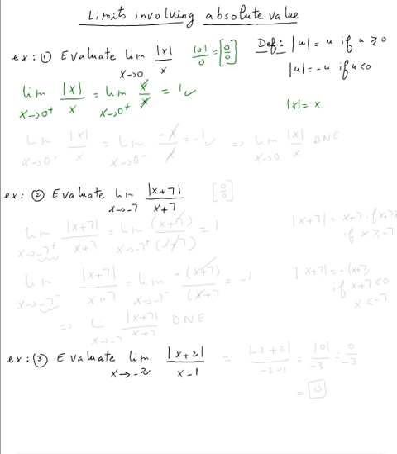Now, the second example is almost the same, just a little bit different. Here, we're still going to use the definition. So if we plug in x equal to negative 7, we're still going to get 0 over 0. So we still need to find the limit of absolute value of x plus 7 over x plus 7 as x approaches negative 7 from the right side. And we need to find the limit as x approaches negative 7 from the left side.